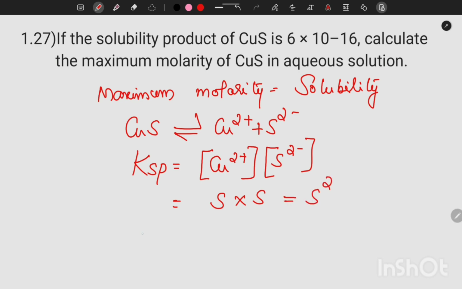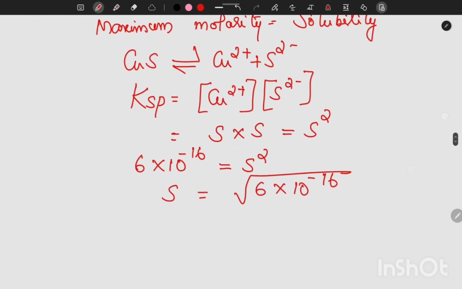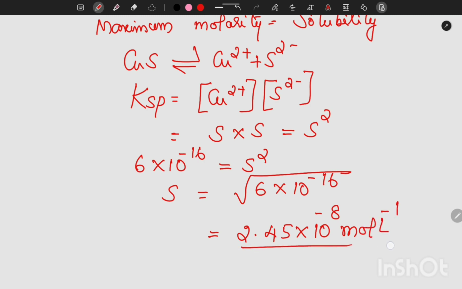So S square. Solubility product is given in the question as 6 into 10 raised to minus 16, which is equal to S square. So solubility S is equal to square root of 6 into 10 raised to minus 16. Square root of 6 is 2.45 and square root of 10 raised to minus 16 is 10 raised to minus 8. So that much mole per liter. Maximum molarity means that is the solubility.